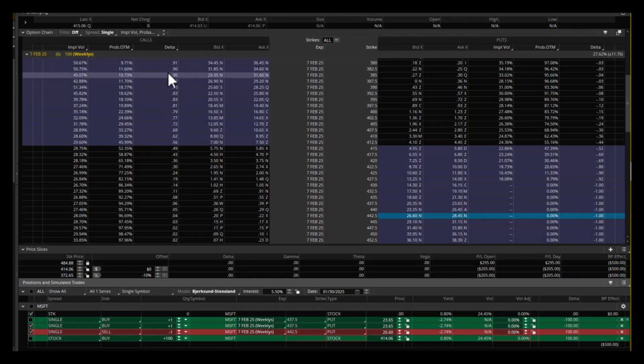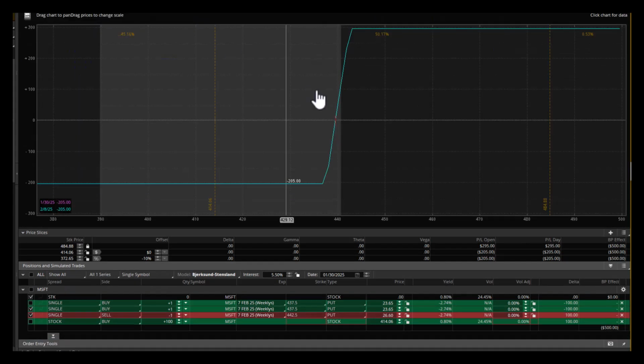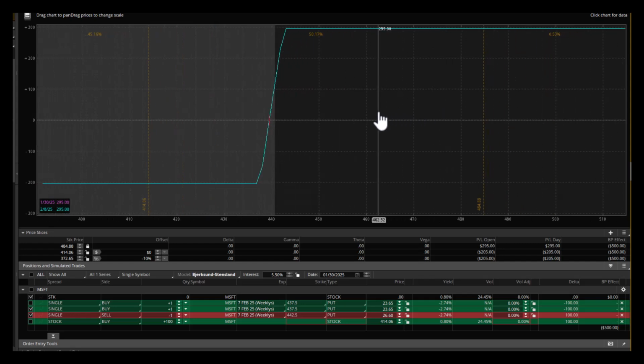Okay, so we don't have the Jan 31 available anymore in my platform here to show you, but let's look at what the position looked like before. So we're just going to use a Feb 7th expiry, which is a one week later expiry, and let's talk about what this thing looks like. So our risk profile looks like this for a short put vertical in Microsoft.